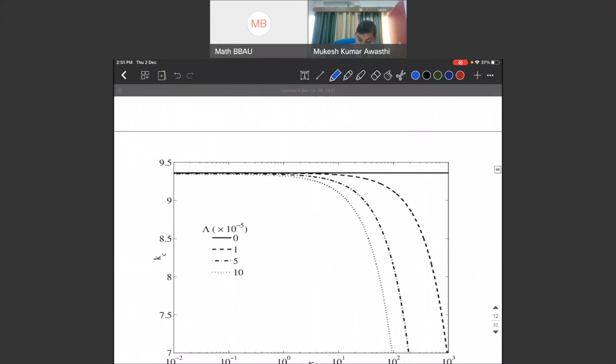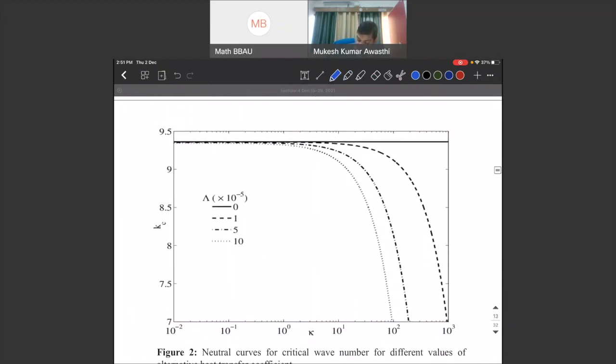And now we have plotted the equation in the neutral stability form. We have calculated the critical wave number Kc with respect to kappa, that is the ratio of viscosity to the density. So here we can see that the upper region is stable, as a2 greater than 0 is stable and a2 less than 0 is unstable.